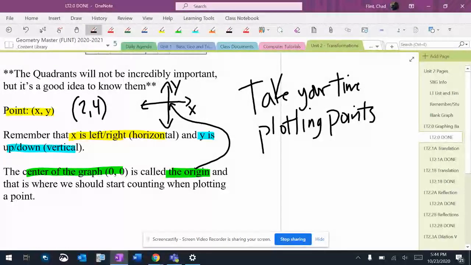Just like in the rest of the problems, we're taking our time with the vocabulary. This time it's going to be super important to make sure that we take our time plotting the points, because if we don't plot them right, the whole thing's going to be wrong. We're going to get frustrated. We're going to have to start over again, and we don't want that to happen. Just take a little extra time plotting the points.